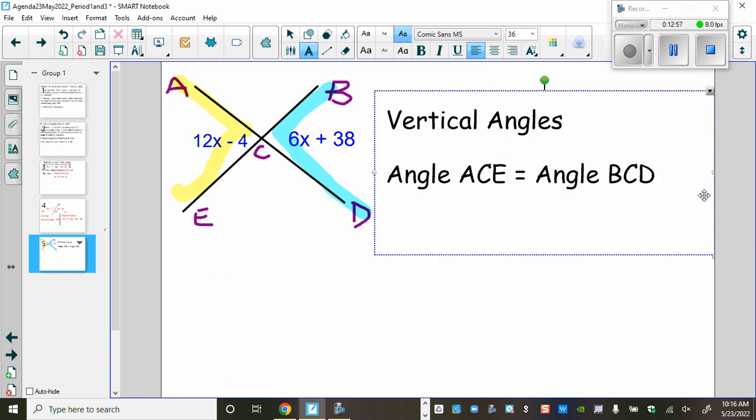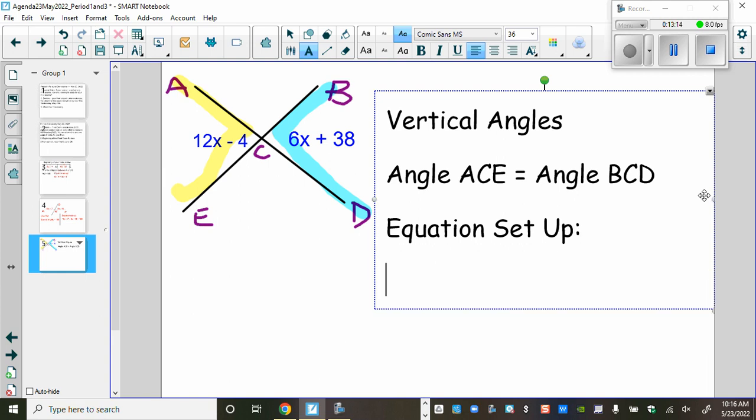So then what would be the setup for our equation? Vertical angles are equal, so how do we set up our equation? Yep, it's 12x minus 4 equals 6 plus 38. There you go. Again, we should be in a position where we should be able to solve this equation. You have your agenda. Take out your agenda.